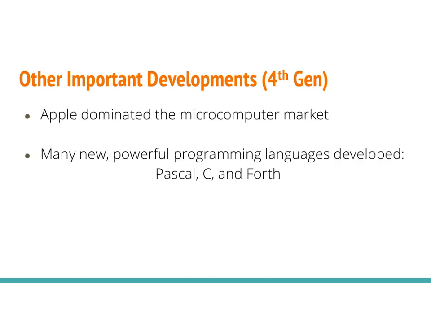Now, two other important developments from the fourth generation of computers. The first is that Apple had started to dominate the microcomputer market in the 1970s. So this is where Apple really started to grow as a computer company. Secondly, many new powerful programming languages were being developed, and three notable ones are Pascal, C, and Forth. And what you'll notice is that we've continued to develop powerful programming languages since then.